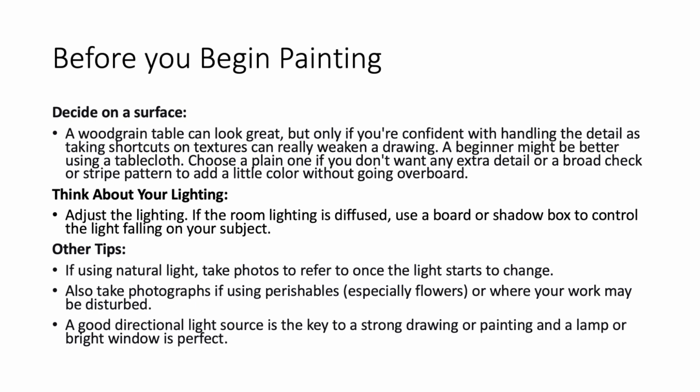Adjust the lighting if you need to. If the room lighting is diffused, use a board or shadow box to control the lighting effect on your subject. You can also introduce artificial lighting. If you're using natural light, take photos frequently to refer to once the light starts to change. Also take photographs if using perishables, especially flowers, or if you're set up where your work may be disturbed. A good directional light source is the key to a strong drawing or painting, and a lamp or bright window is perfect.